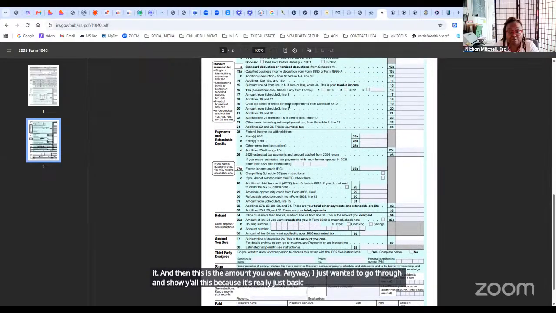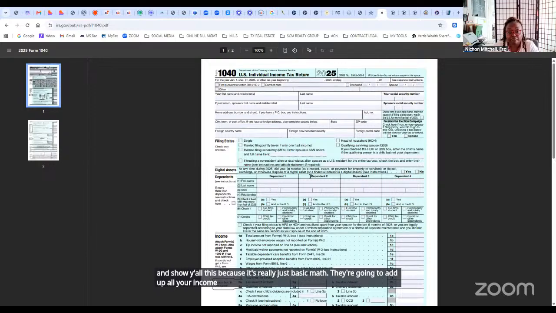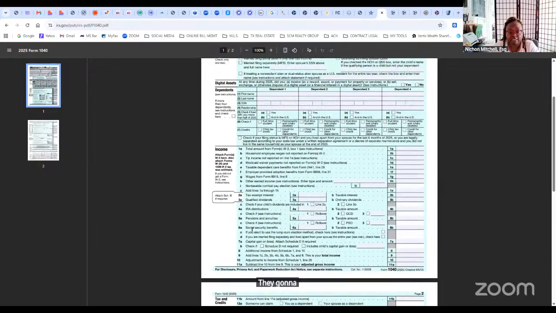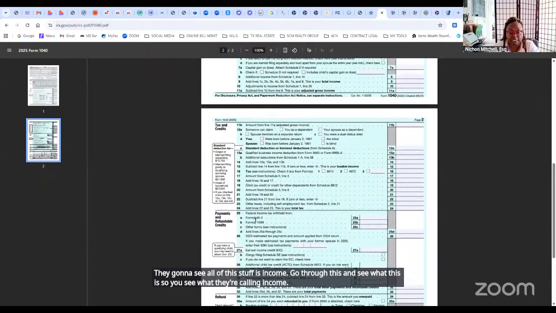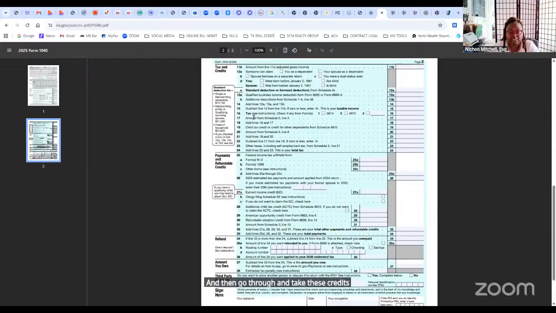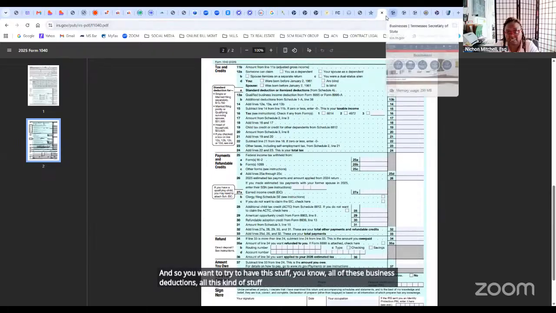They're going to add up all your income first. They're going to see all of this stuff is income. Go through this and see what they're calling income. And then go through and take these credits off. So you want to try to have all of these business deductions, all this kind of stuff. Okay, that's just this page.